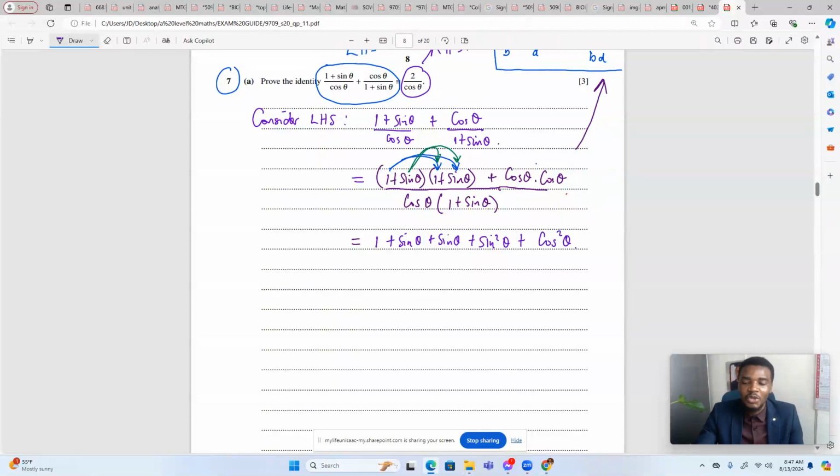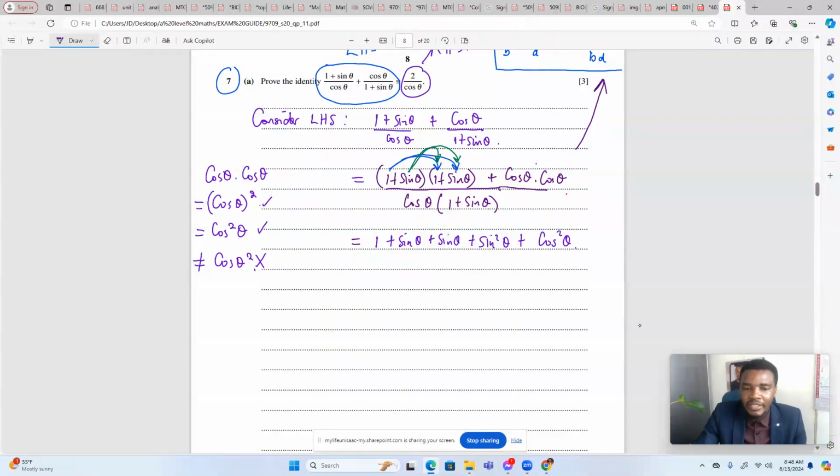There's something that I want to caution you students. Please remember, if I say cosine theta times cosine theta, mathematically this is the same as cosine theta in brackets to the power of 2. Or you can write this as cosine squared theta. Don't ever write it as cosine theta squared like this. That is very, very wrong.